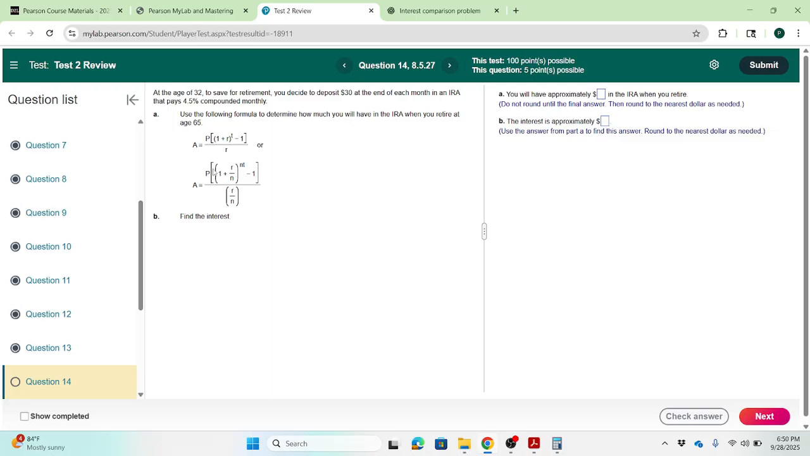Because it's monthly, you have to use this formula. This is the formula if it's once a year, and this is the formula if you deposit n times a year. So this is the formula we're going to use. P is $30, rate is 4.5%, n is 12 because it's monthly. Time is the difference between your age and 65, so 65 minus 32 is 33 years. Those are the values we're going to put in the calculator.